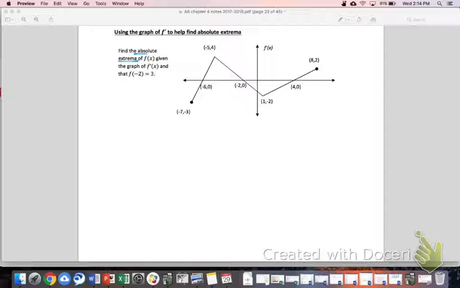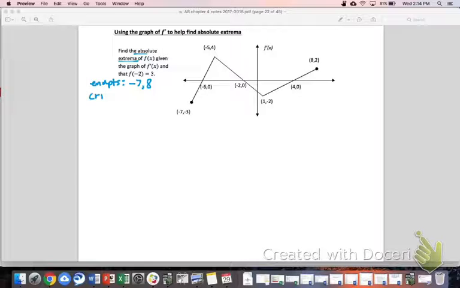Critical numbers and endpoints. Remember this? This was really not that long ago, from chapter 3, critical numbers and endpoints. So let's see here. Critical numbers, let's say endpoints right here. Endpoints would be negative 7 and 8.